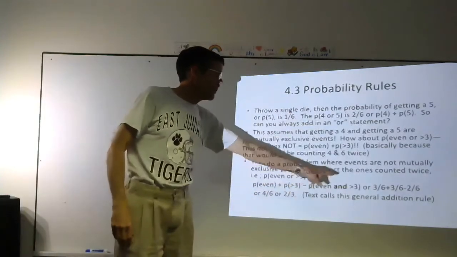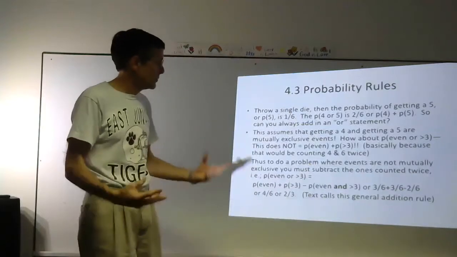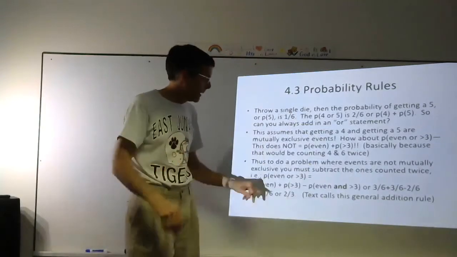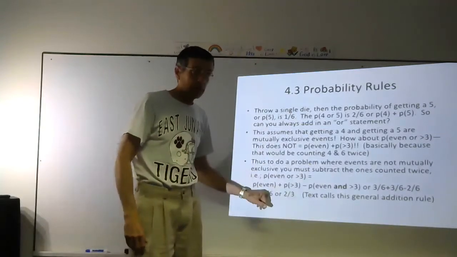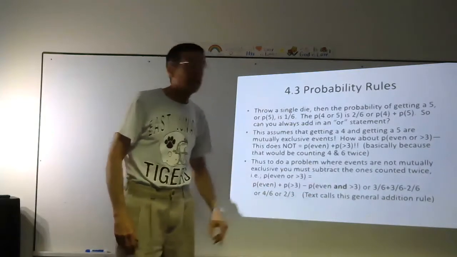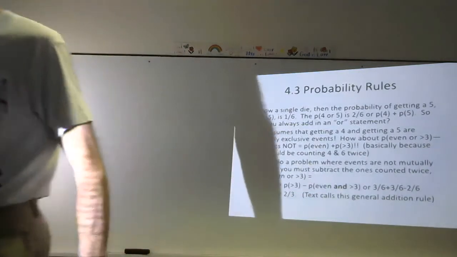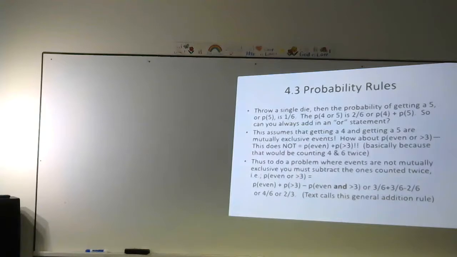The textbook calls this the general addition rule. When you're doing an OR problem, you can add them up, but you must subtract any that you count twice. So be very much on the lookout for that.